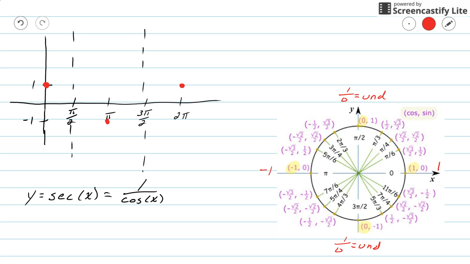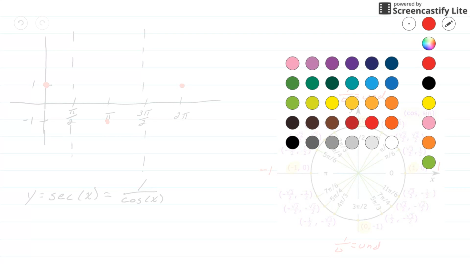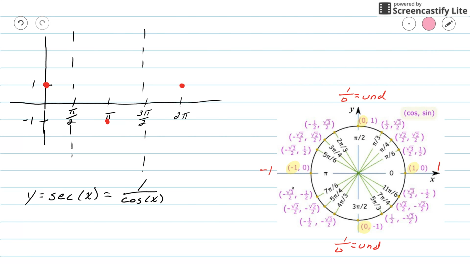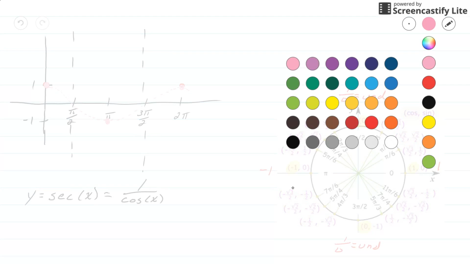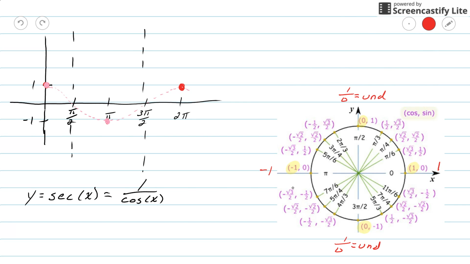All right, now this is not enough to graph, but here's the thing. This should not be a total surprise. There is a relationship to a cosine graph here. If I were to graph a cosine graph, let's just put it in a dotted line here. It's really not part of the secant graph, but here the reciprocal of 1 is just 1. The reciprocal of negative 1 is negative 1, right? So that's why these points appear on the graph, because the reciprocal of 1 is 1, the reciprocal of negative 1 is negative 1.